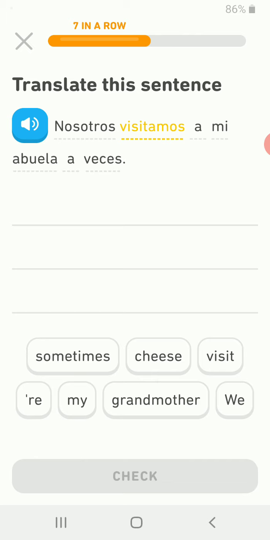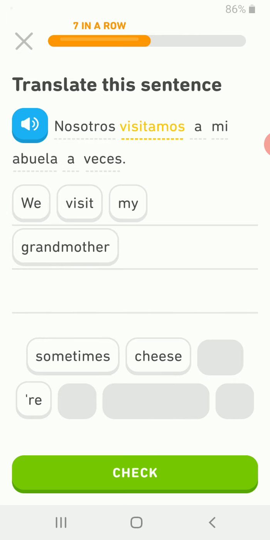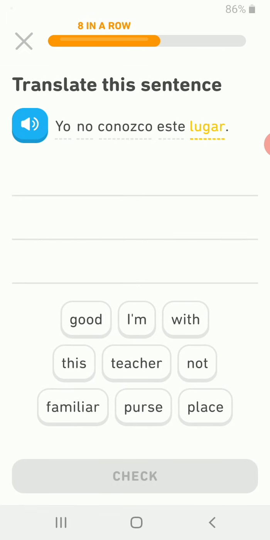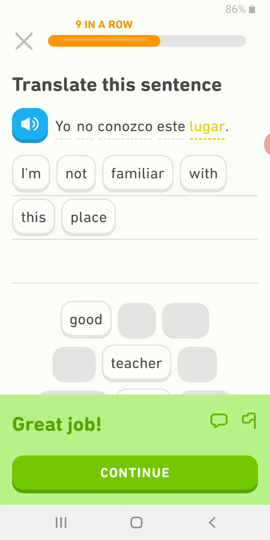Nosotros visitamos a mi abuela a veces. A veces is sometimes. Nosotros visitamos, we visit my grandmother, a veces, sometimes. Okay. Yo no conozco este lugar, so I'm not familiar with this place.